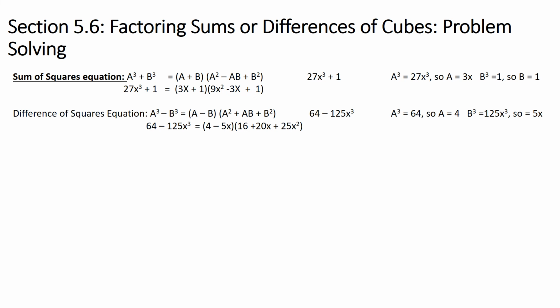I'm just going to plug it in. So my answer would be a minus b, which would be 4 minus 5x, times a squared, which is 4 times 4, 16, plus ab, which is 4 times 5x, which is 20x, plus b squared, which is 5x times 5x, 25x squared.